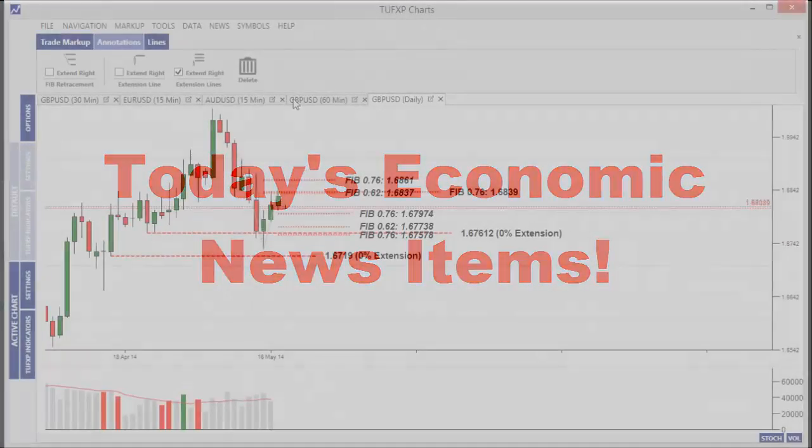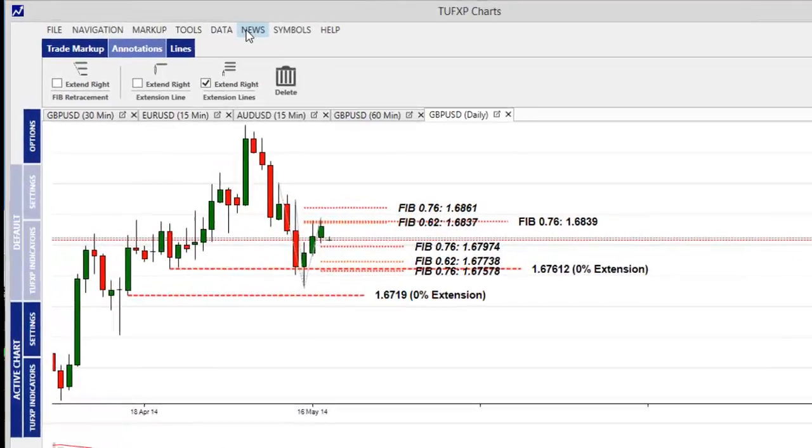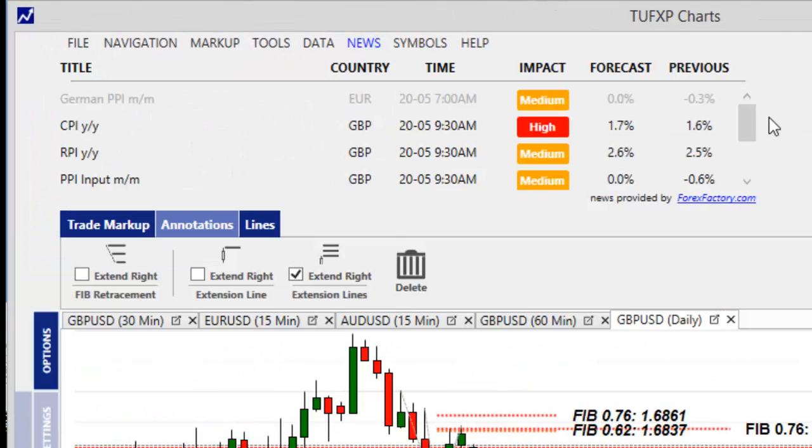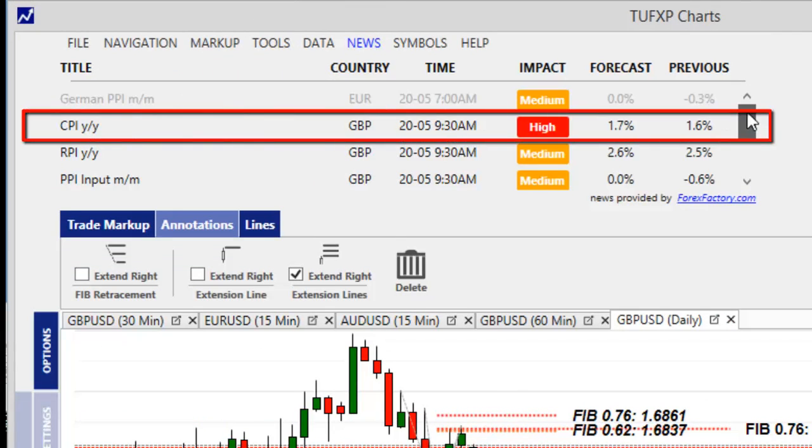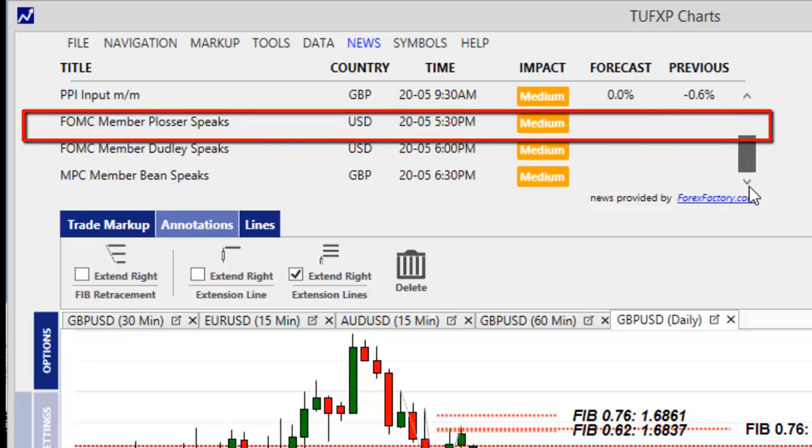Let's have a look at today's economic news, see what could move the market. We've got CPI for the UK today. That should be an interesting one. Forecast to increase just slightly on last month. Of course, they're fiddling that anyway.